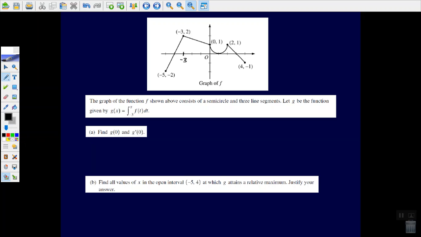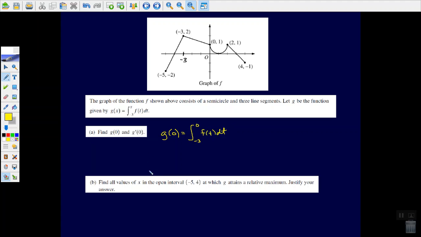Now, here it says find g of 0 and g prime of 0. Well, let's just go and look at the definition of g again. G of x was the integral from -3 to x of f of t dt. So g of 0, we can just fill in 0 for x into that definition. It's going to be the definite integral from -3 to 0 of f.